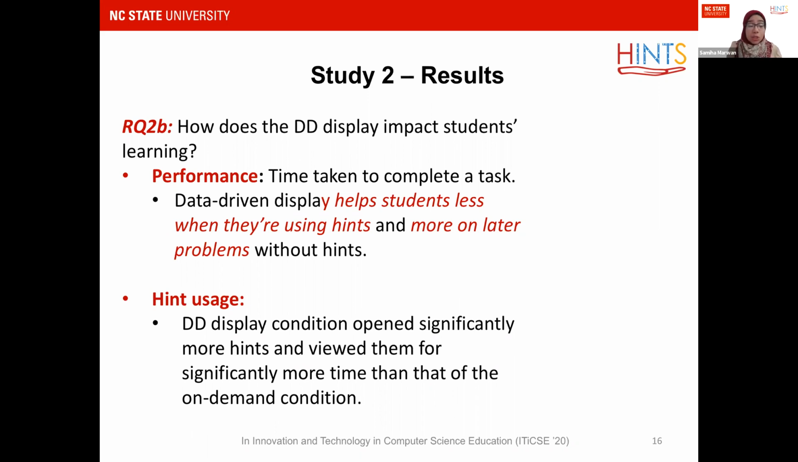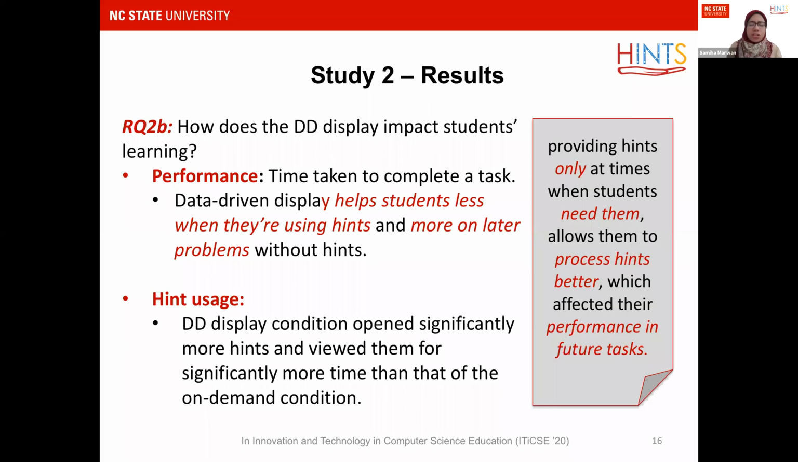We found that students in the data-driven display opened significantly more hints and viewed them for significantly more time than the on-demand condition. So these results showed that maybe providing hints at a time when students really need them allowed them to process hints better, which affected their performance in future tasks. And we argue that larger studies are needed to confirm these results.